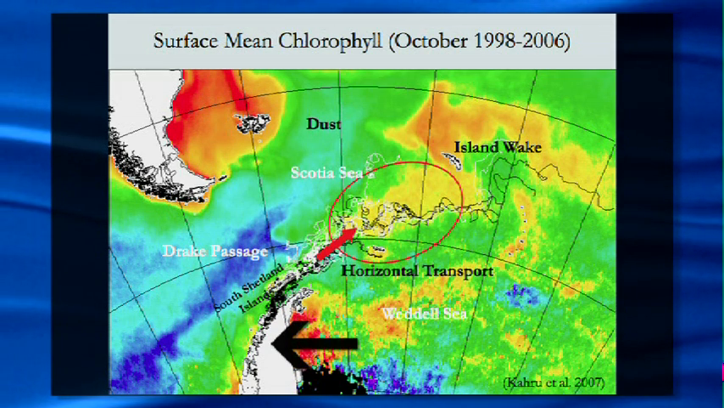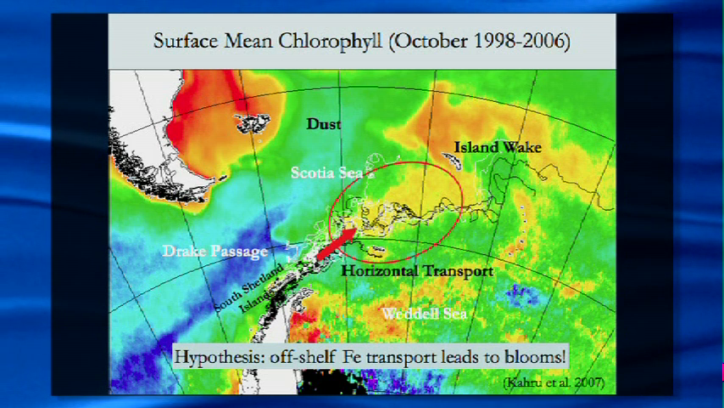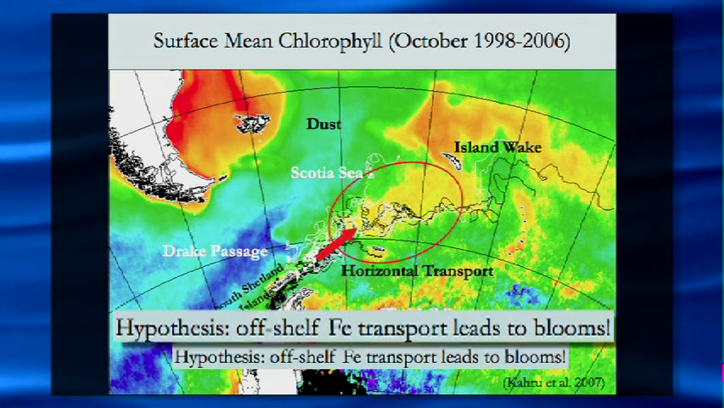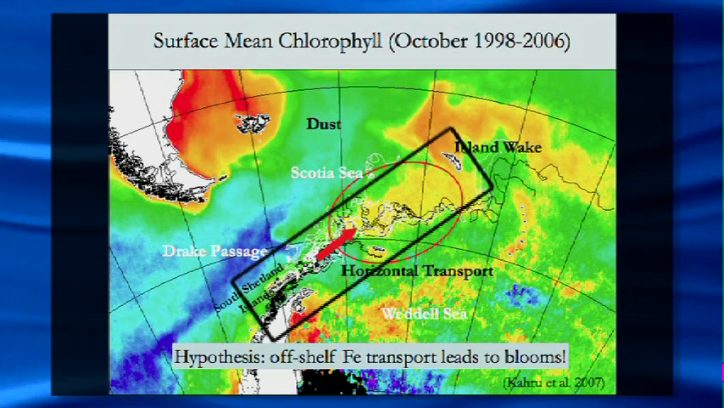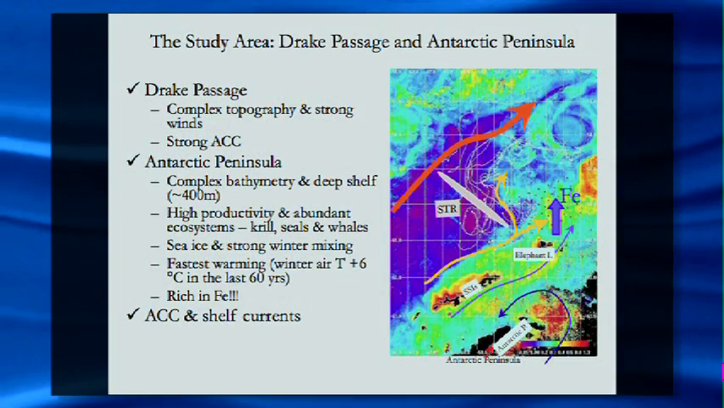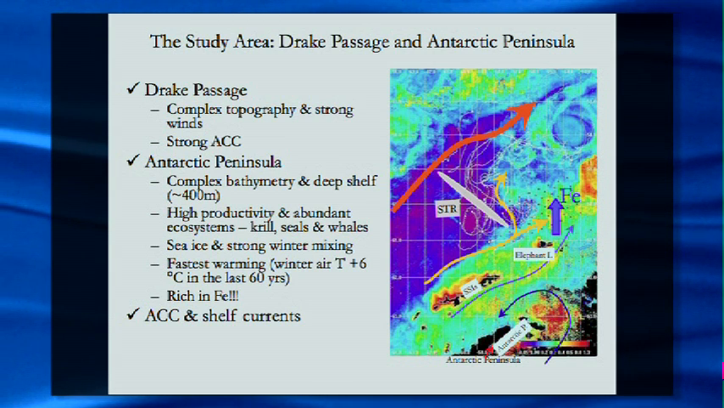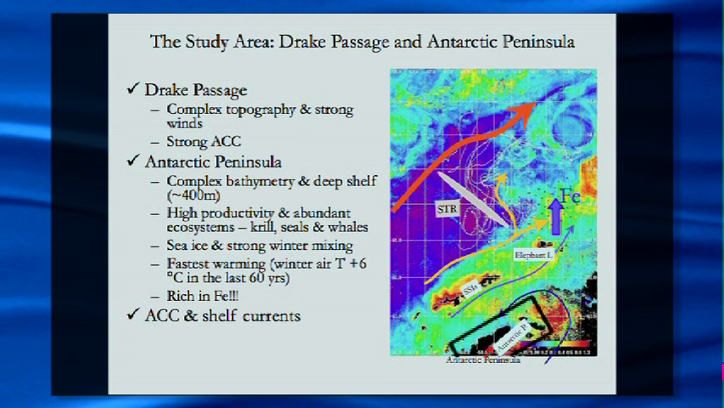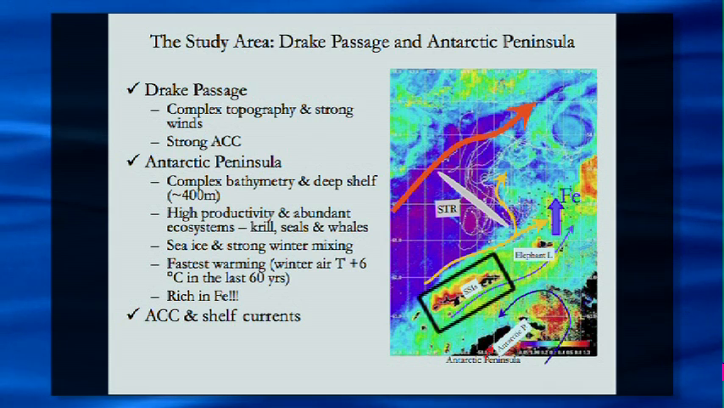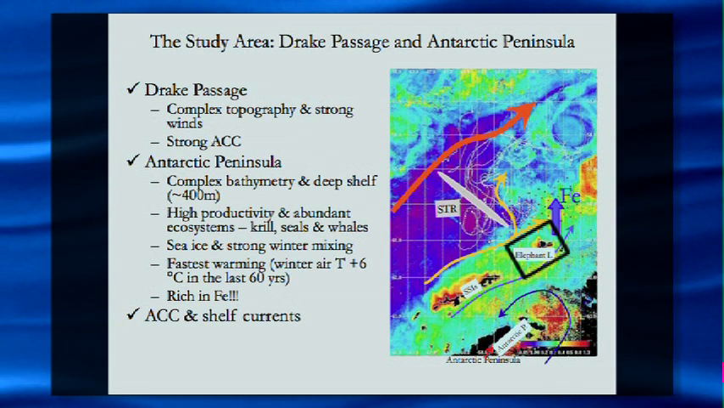So you want to try to remember this, what we call the key hypothesis. Let's say iron is coming from here and then gets transported downstream and fuels the bloom down there. All right, if we look a little bit closer, now we have something like this. So this is the blue water, and this is the Antarctic Peninsula. This is South Shetland Island. So this is Elephant Island.